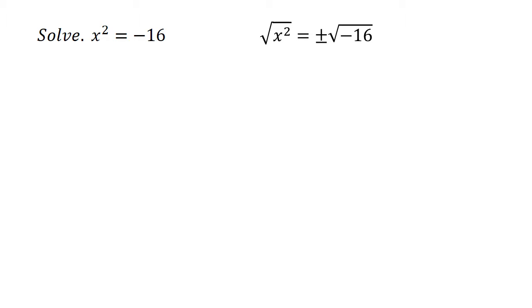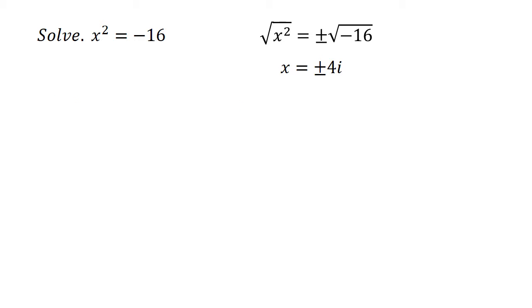So I take the square root of both sides, again, plus or minus. Don't forget the plus or minus. And then the square root of x squared is just x, so x equals plus or minus the square root of negative 16, which is 4i, that imaginary unit. So I can get non-real answers here as well.